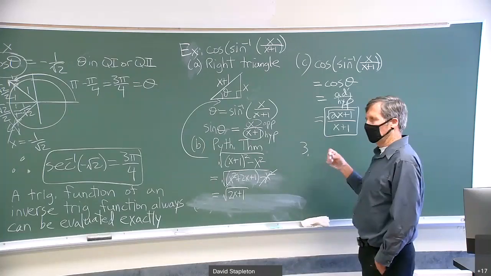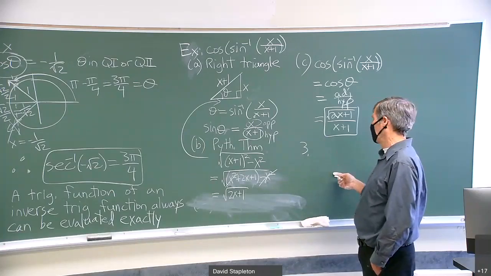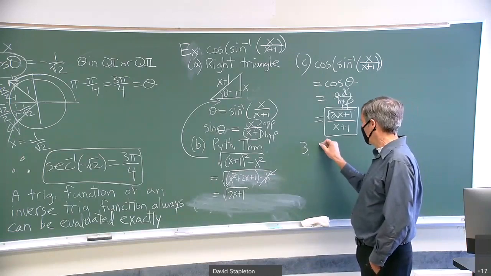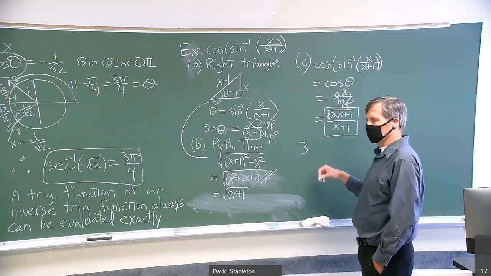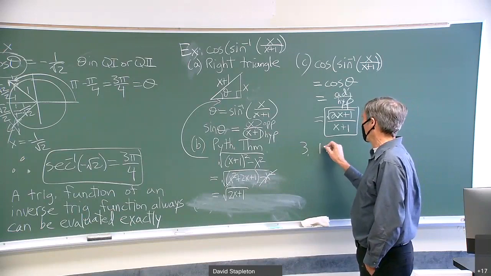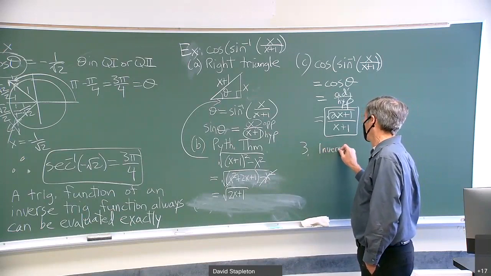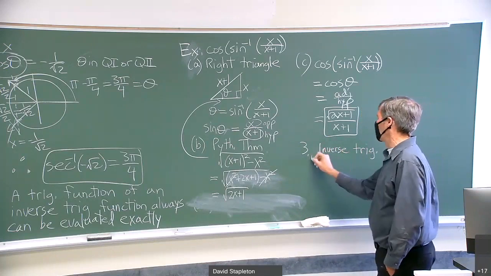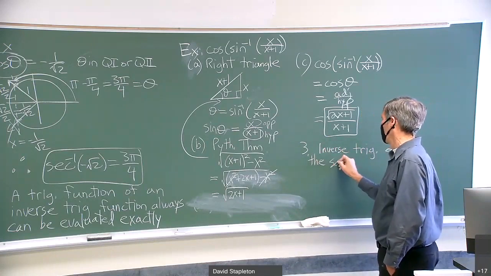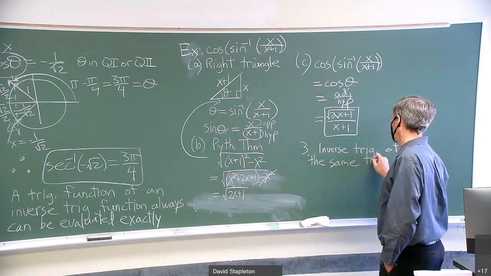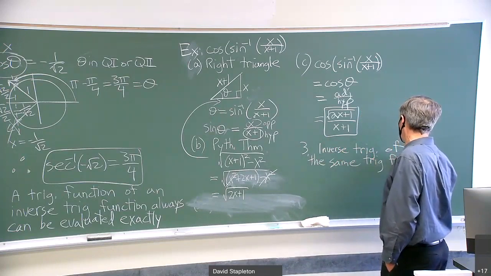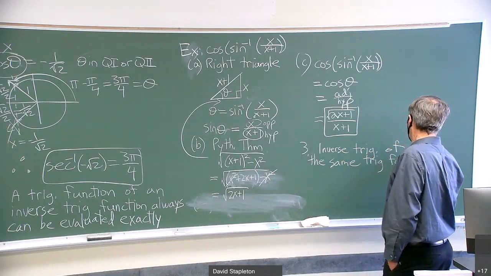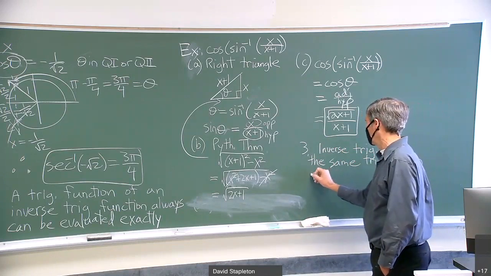Number 3, we want to be able to calculate an inverse trig function of a trig function. We can also use the unit circle. See how useful it is? So inverse trig, this will be the other order of the same trig function. Can also use a unit circle.